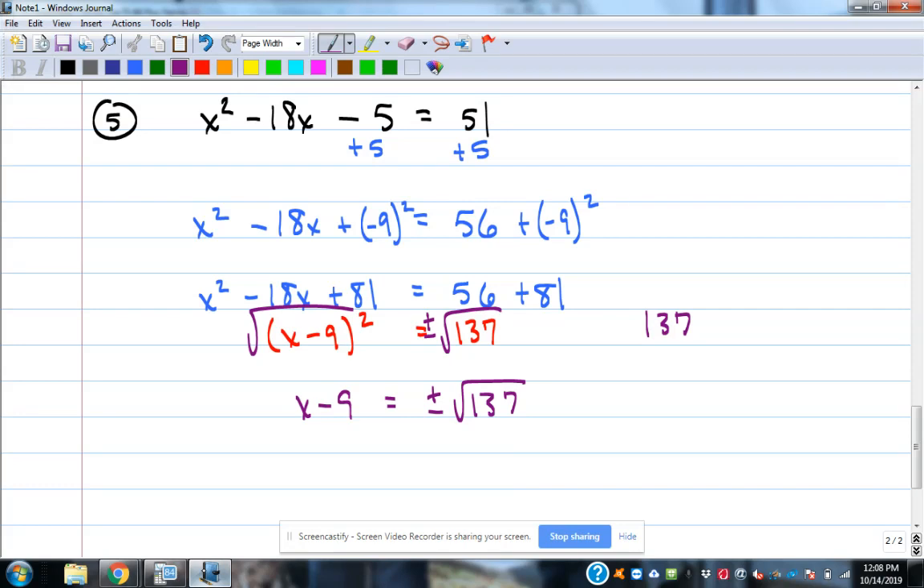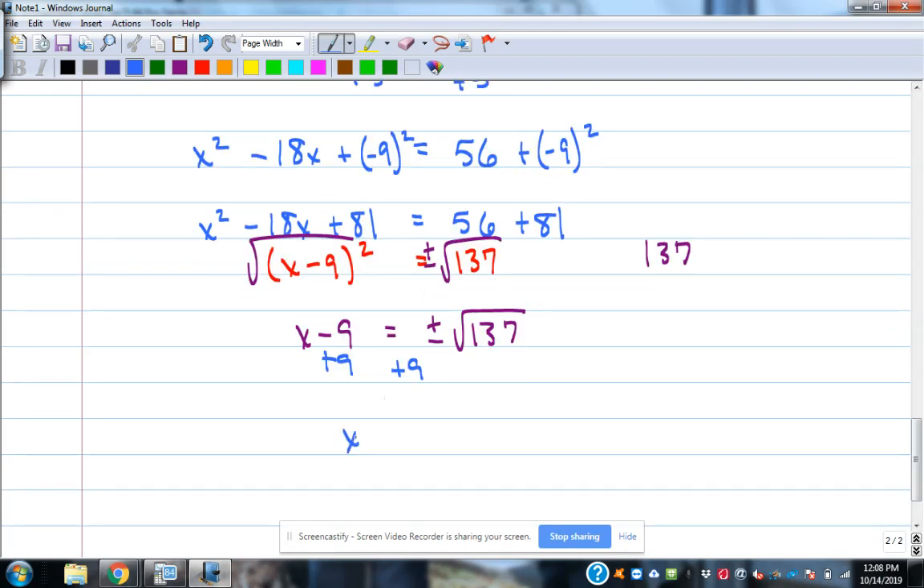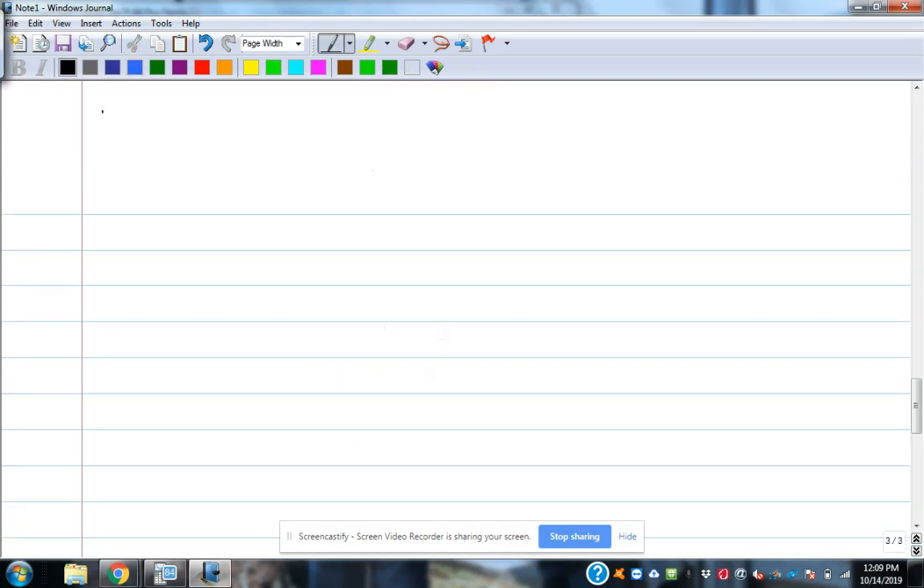And now all I got to do is get x by itself. I add 9. x equals 9 plus or minus the square root of 137. There's my two answers to that problem. So this one, the square root didn't work out for us. It wasn't a nice number. That's okay. But completing the square, that's the process we're trying to learn today. Let's look at number 6.